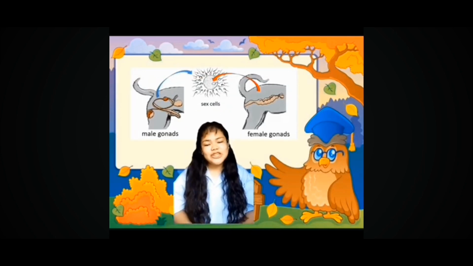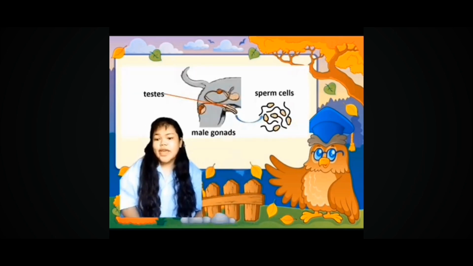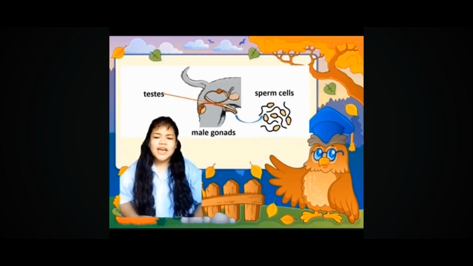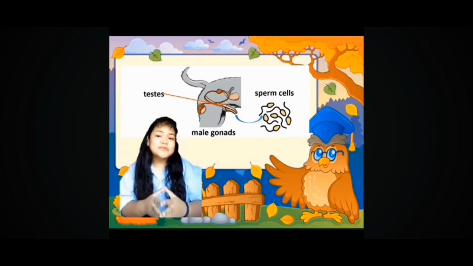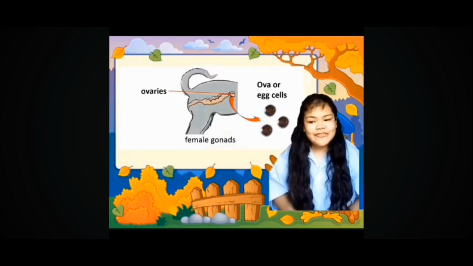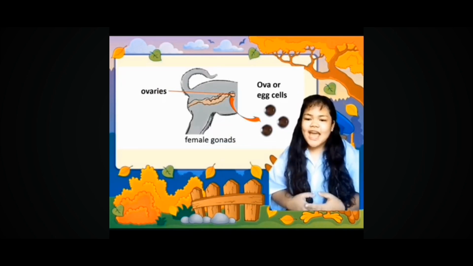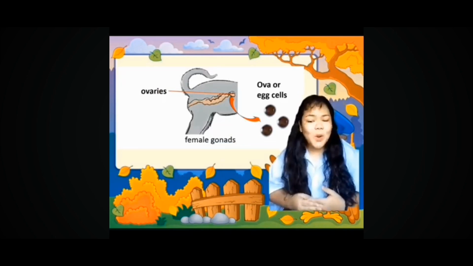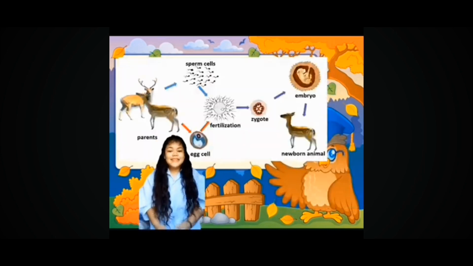The gametes or sex cells of animals develop in specialized organs called gonads. So first, we have the male gonads. The male gonads are called testes. The testes produce male gametes called sperm cells. Second, we have female gonads. The female gonads are called ovaries. The ovaries produce female gametes called egg cells or ova.